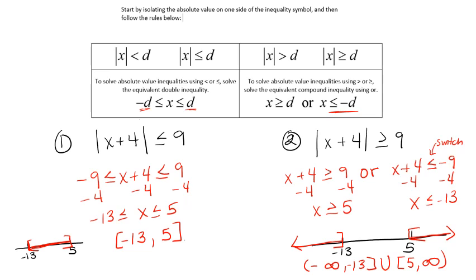All right, so any numbers in that space will give me a true statement. So let's say I choose negative 15. Negative 15 is over here somewhere. Negative 15 plus 4 is negative 11. The absolute value of that is 11, which is bigger than 9. All right, so less than, double inequality. Greater than, written as an or. Let's do a couple more examples.